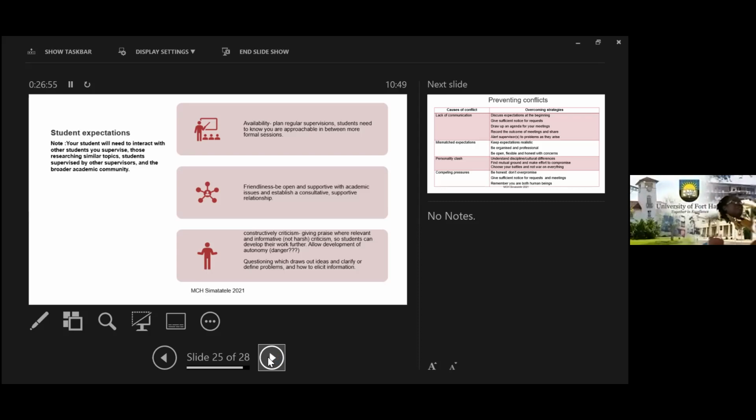Now, if you have 10 of them, imagine what happens to you. And the thing is that when your students are constantly on your case, it's not even the actual time. It's the stress it puts on your mind. So you need to manage your time. Students expect you to be available.